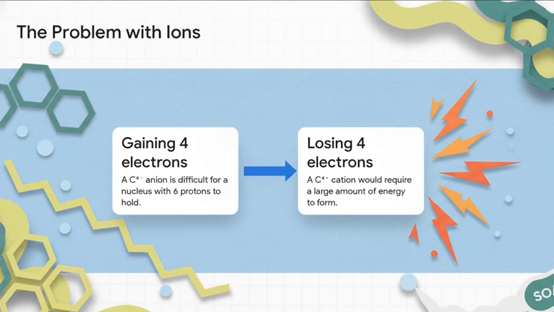Okay, look, if carbon tries to gain 4 electrons, its tiny nucleus, which only has 6 protons, would have to hold on to 10 whole electrons. That's just not going to be stable. On the flip side, what about losing all 4 of its valence electrons? Well, that would take a massive amount of energy to pull off. So since both options are basically impossible, carbon comes up with a much smarter solution.